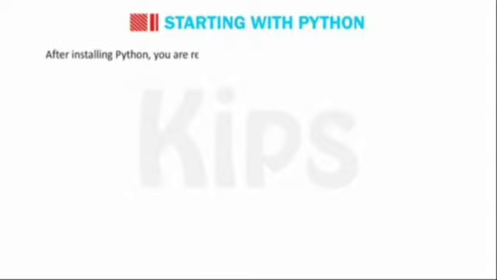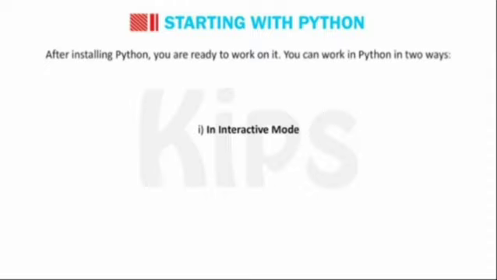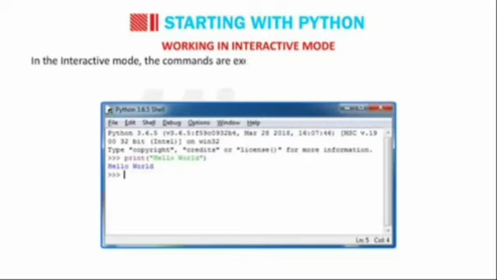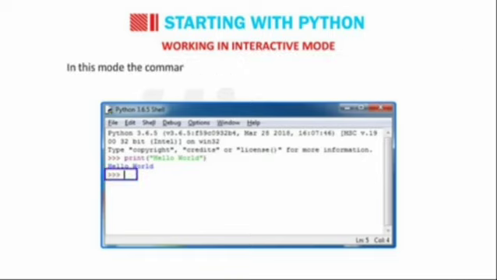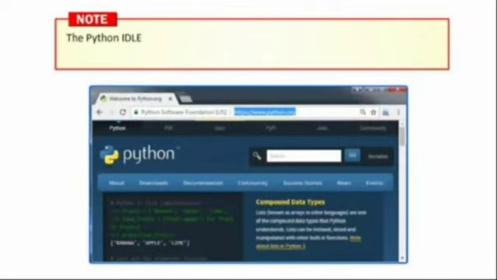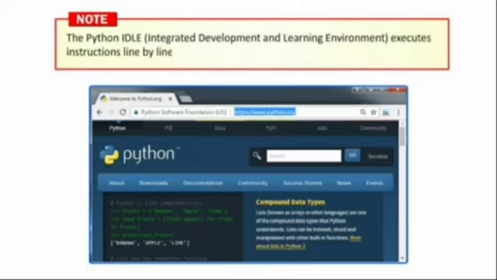After installing Python, you are ready to work on it. You can work in Python in two ways. Number 1, in interactive mode. Number 2, in script mode. Working in interactive mode. In the interactive mode, the commands are executed line by line, giving the output at the same time. In this mode, the command is typed in front of the Python command prompt. For example, if you type 3 plus 6 next to the Python prompt, it will give you a result as 9. Students, note that the Python IDLE, Integrated Development and Learning Environment, executes instructions one line at a time.